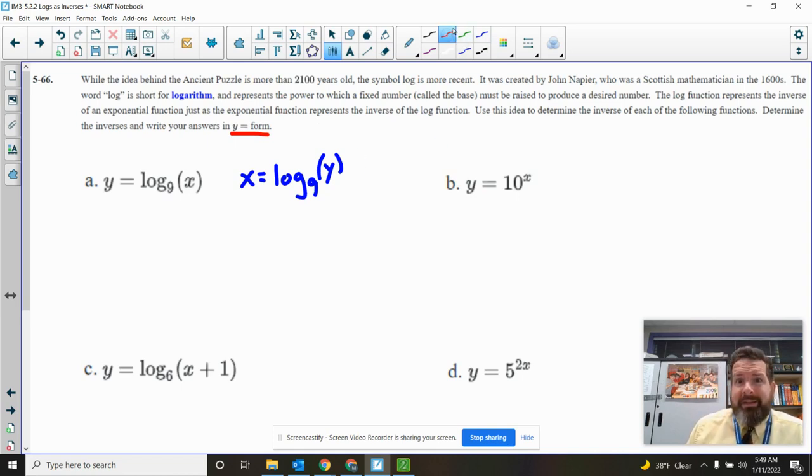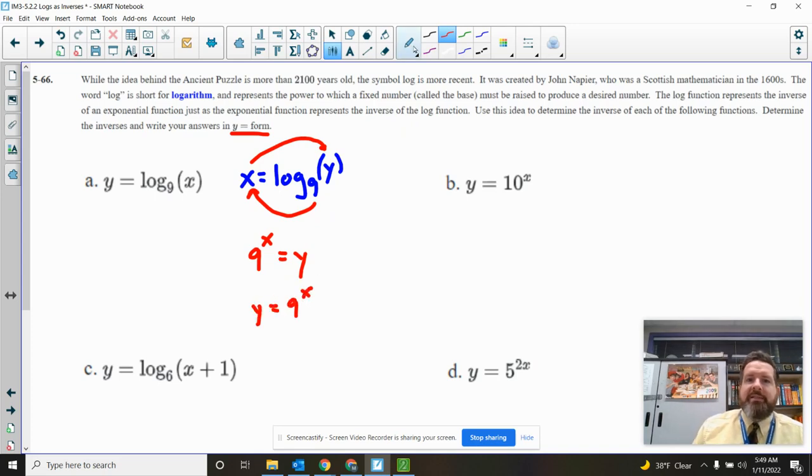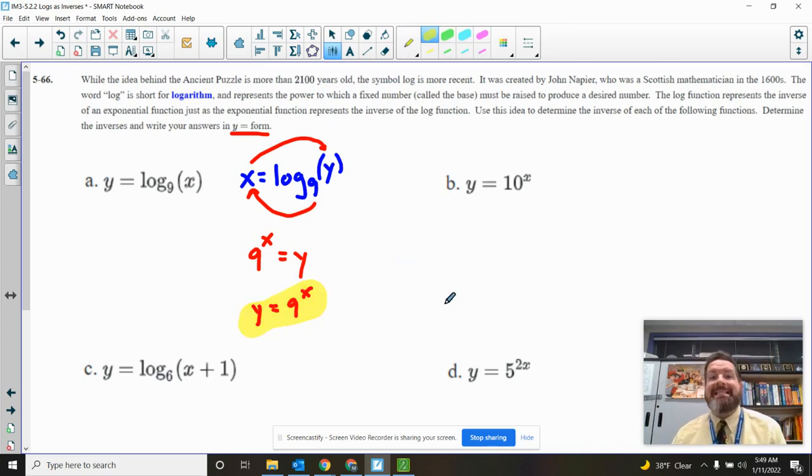The way we do that is just like what we did in the previous unit. This is in log form. We're going to switch it and write it in exponential form. So 9 to the power of x equals y. This is perfectly fine. Now, just because typically we'll put the y equals on the left, I'm going to take that equation and just switch and put the y in front. So y equals 9 to the power of x. There you go. You have now found the inverse function to y equals log base 9 of x.